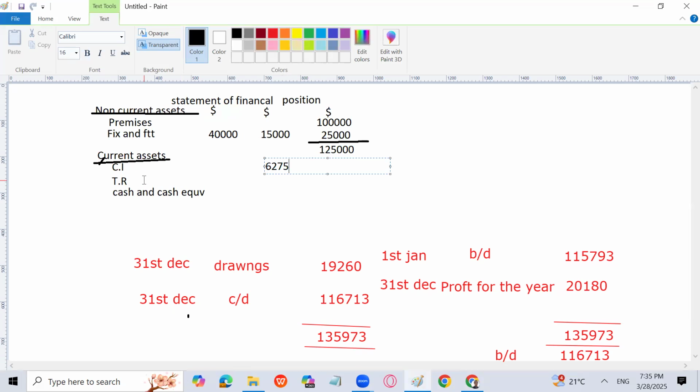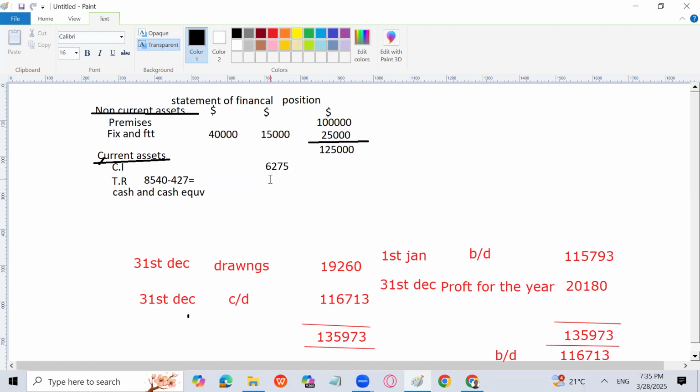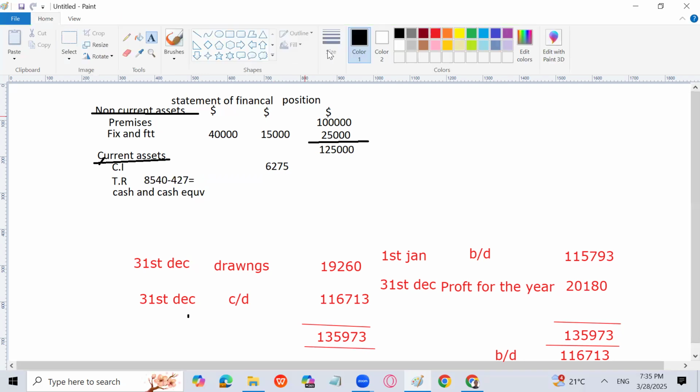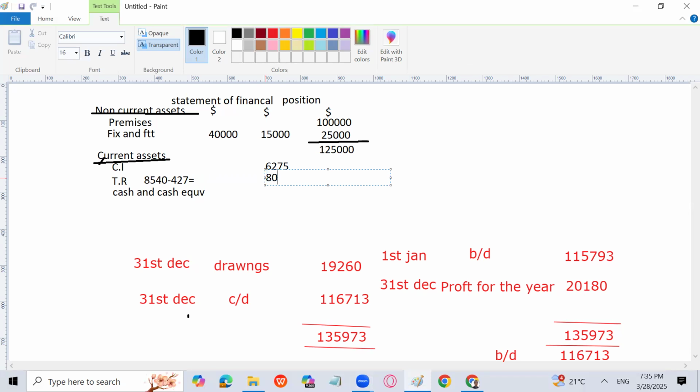So let's see. 8540 minus 427. What is the answer? Can you please tell me the answer of this part of the question? Okay, thank you. That is going to be 8023. 8023 is the answer, so I will write here 8023. Now I will move forward.